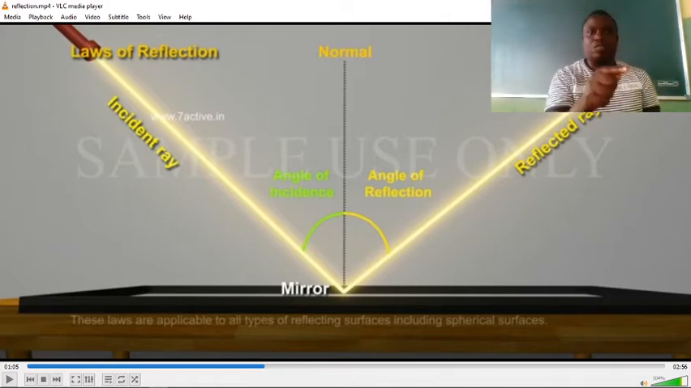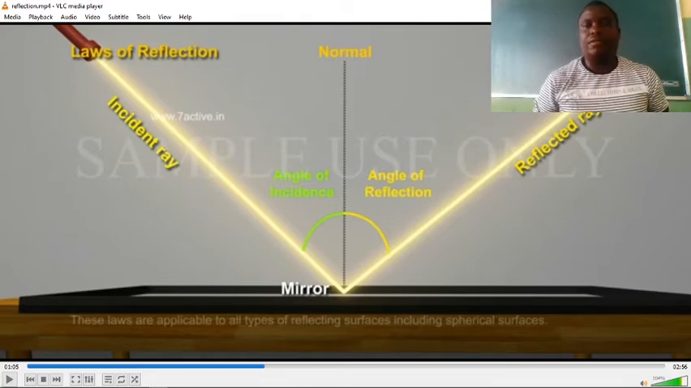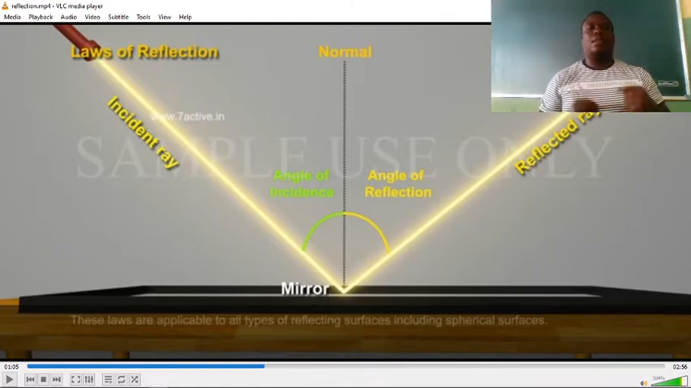It cannot pass through. If it passes through, it becomes another phenomenon. That is called reflection. I think you have understood what we call reflection. Reflection is done by opaque objects such as a mirror, where light strikes the reflecting surface and then returns back in the same medium.